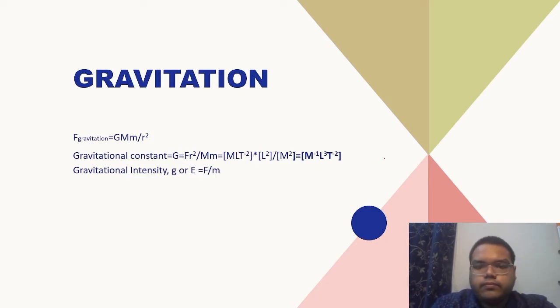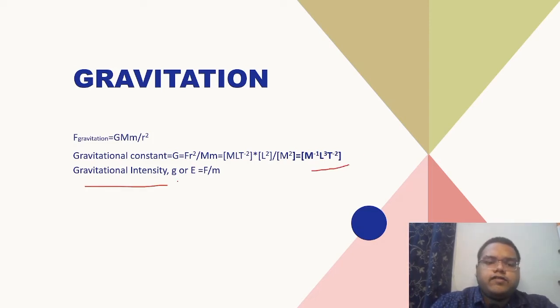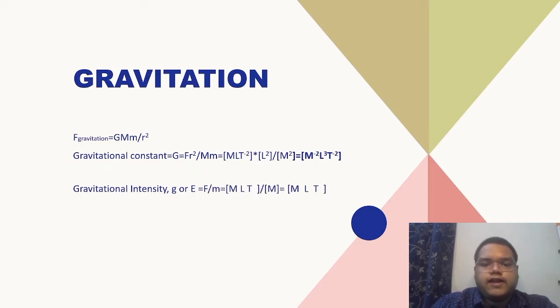Next, gravitational intensity, G or capital E, which is nothing but force by mass, which has the dimension of acceleration. Let's find that out: M to the power 1, L to the power 1, T to the power minus 2 divided by M to the power 1 gives M to the power 0, L to the power 1, T to the power minus 2.